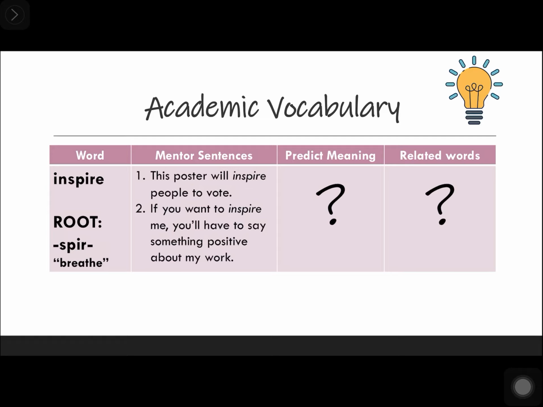Inspire is our next academic vocabulary word. It has the root spear, or spire, which means to breathe. This poster will inspire people to vote. If you want to inspire me, you'll have to say something positive about my work. Go ahead and predict the meaning. Inspire means to generate feelings or thoughts in someone.